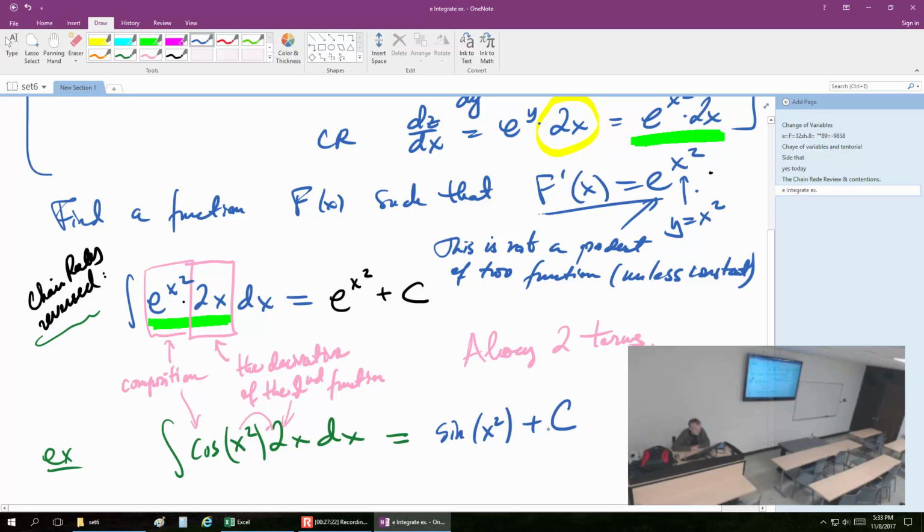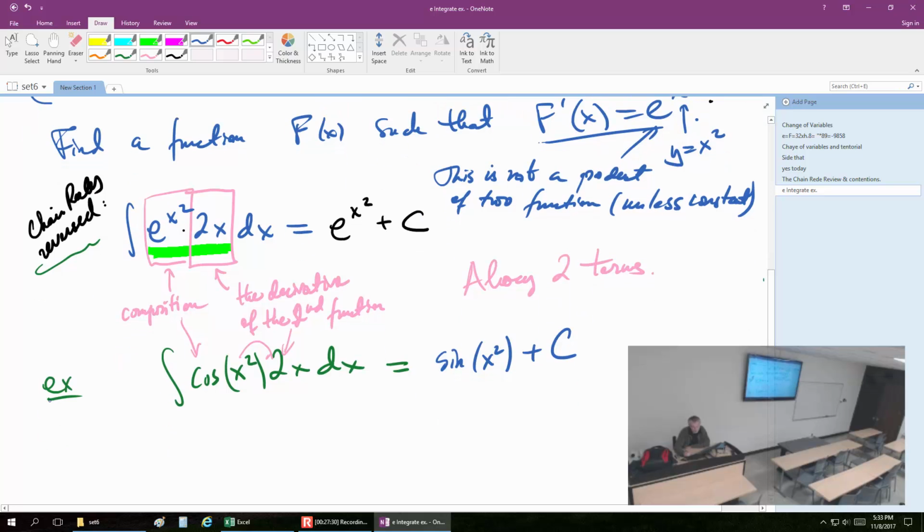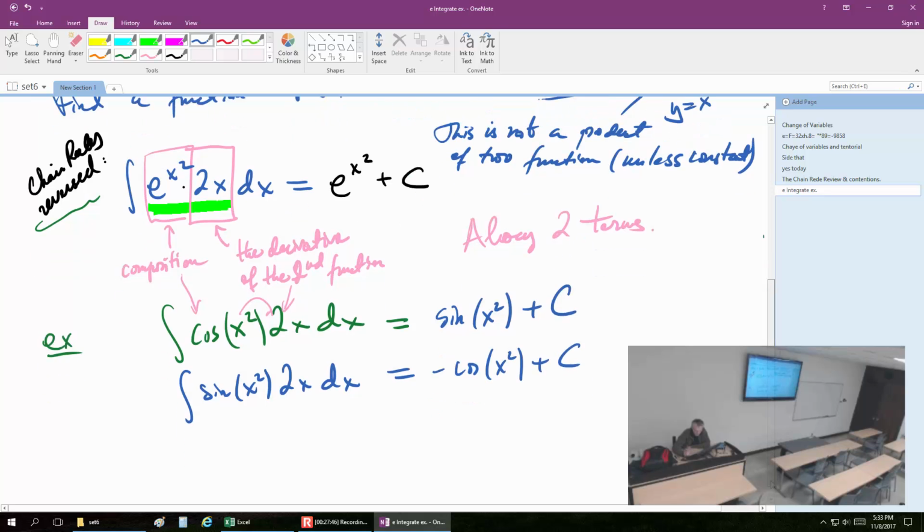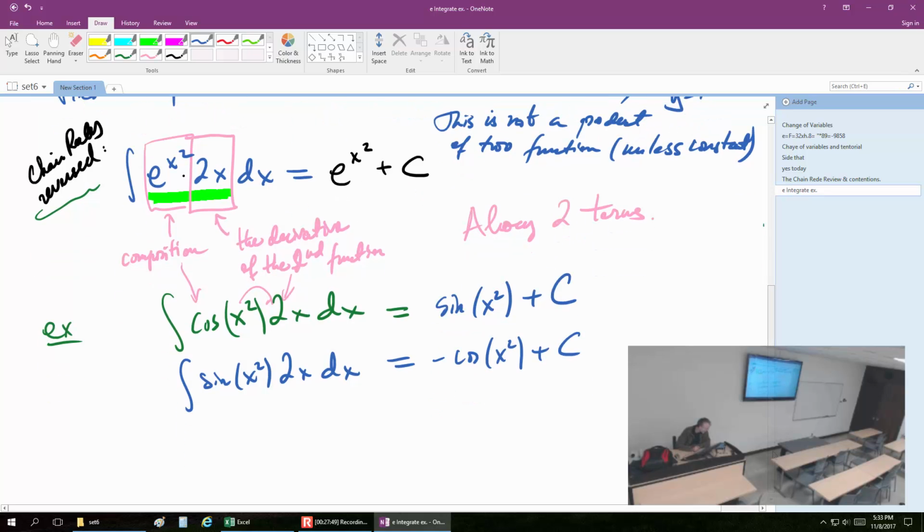Okay, so as you can see, it is almost a guessing game. So that certainly is not a good idea, but it is a starting point. Then we'll formalize it. Let me do one more. The integral of sine x squared 2x dx is negative cosine x squared plus c. Okay, so you can certainly have a lot of similar ones.